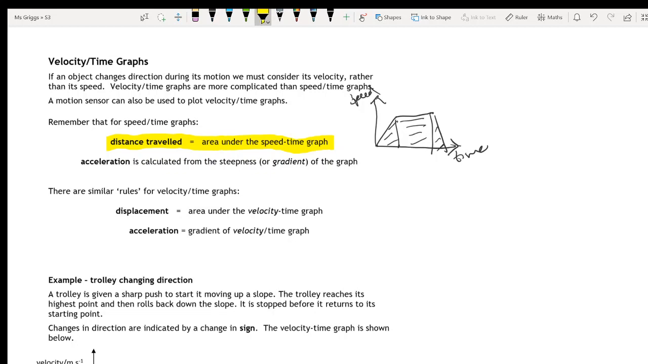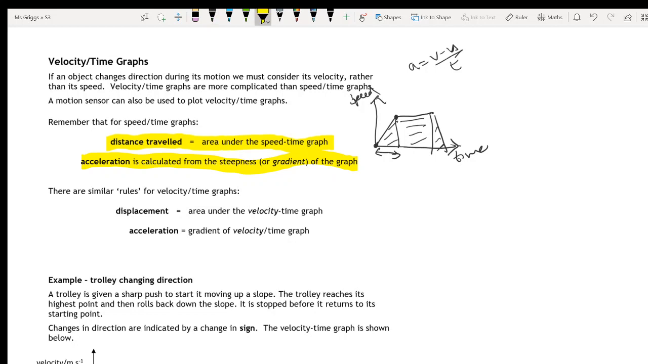Another rule is acceleration is calculated from the steepness or gradient of the graph. So remember, acceleration is final speed minus initial speed over time taken. So you can work out the final speed from that point there, initial speed from that point there, and the time taken from the time. Okay. There are similar rules for velocity time graphs.